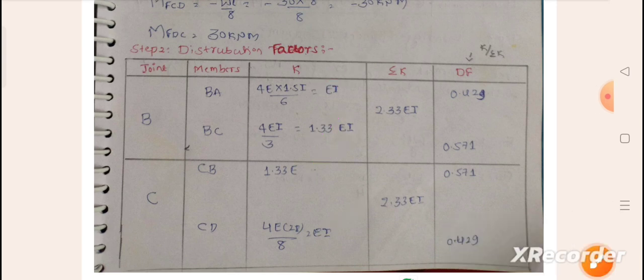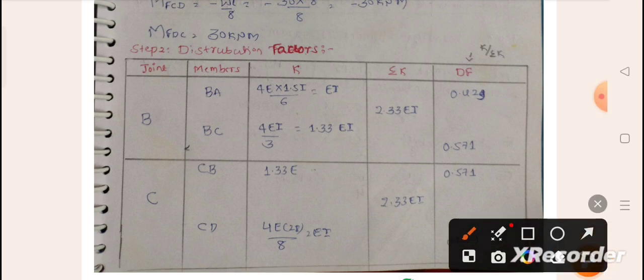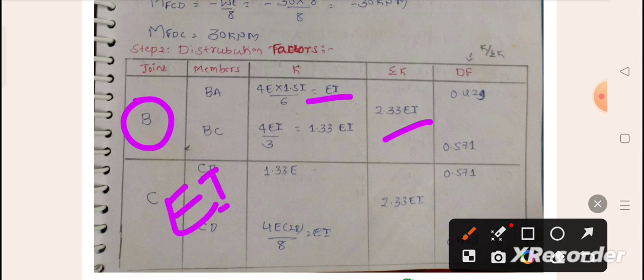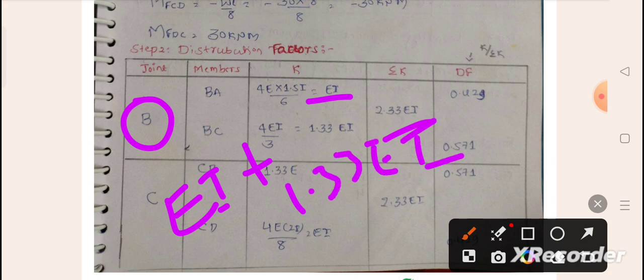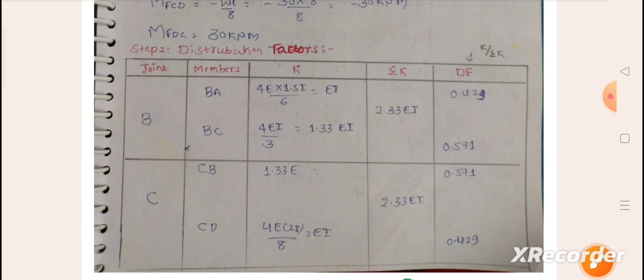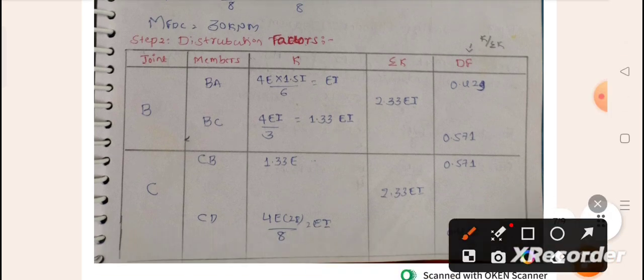So next, summation of K. What is the meaning of summation of K? Summation of K means for joint B, you have to add both the values: EI plus 1.33EI. How much? This will be 2.33EI, the addition of these two. Same thing for joint C, the addition of these two: EI plus 1.33EI will be 2.33EI.